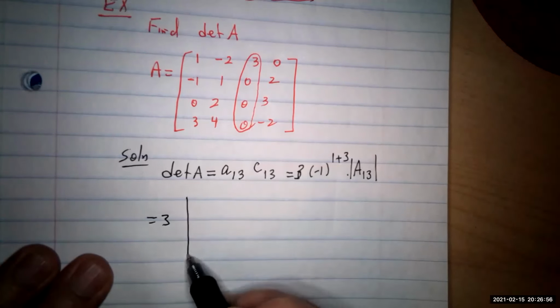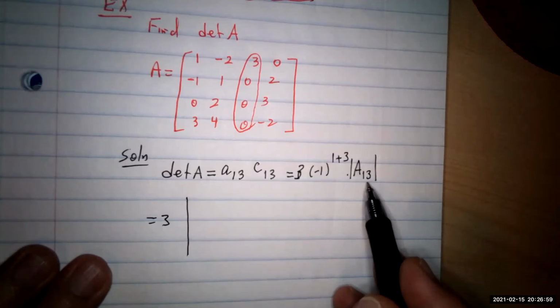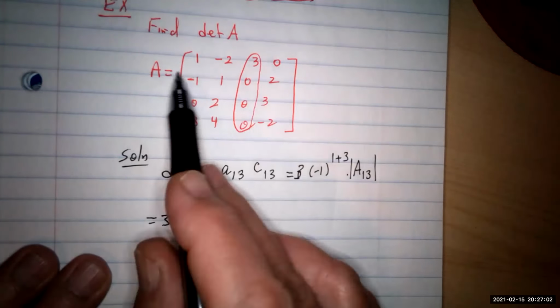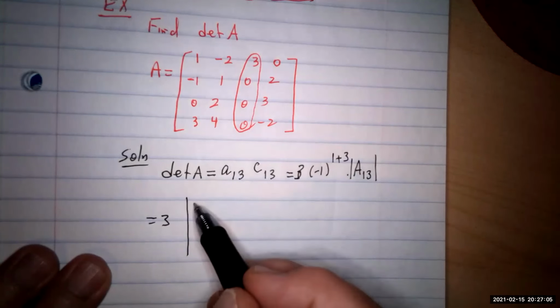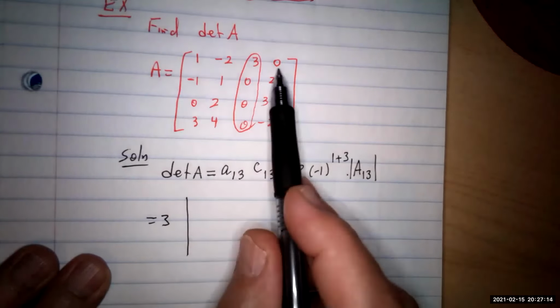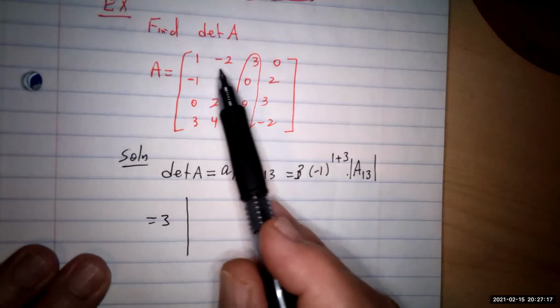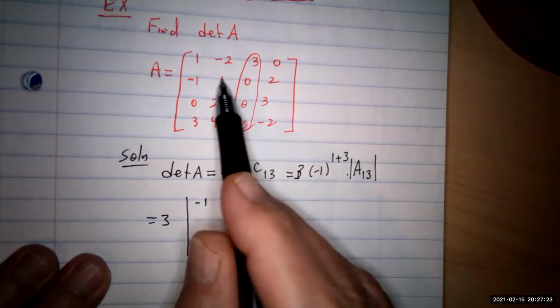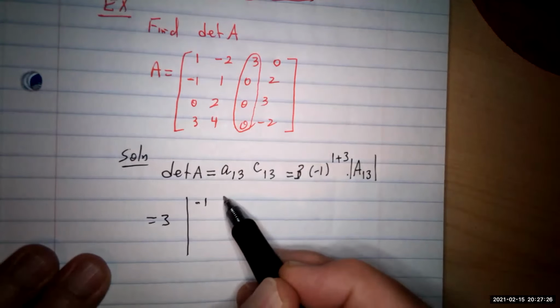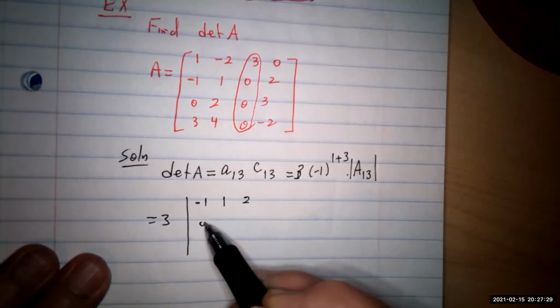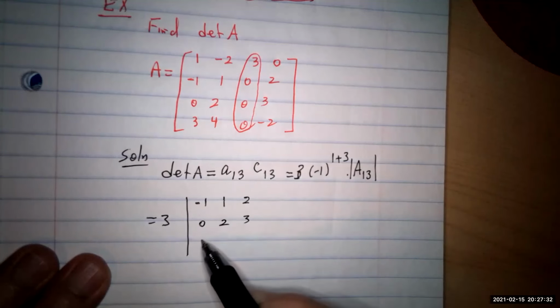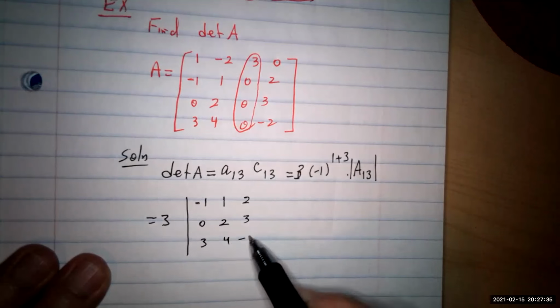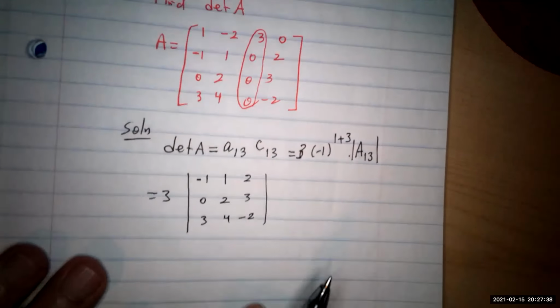The resulting 3 by 3 determinant: you are going to eliminate the first row and the third column. The leftover is going to be simply, we eliminate the first row and the third column. So the result is going to be negative 1, 1, 2, 0, 2, 3, and 3, 4, and negative 2. You see? Nicely done.